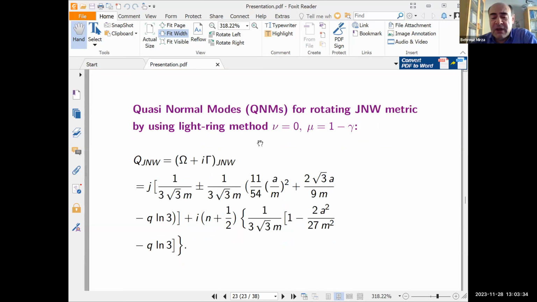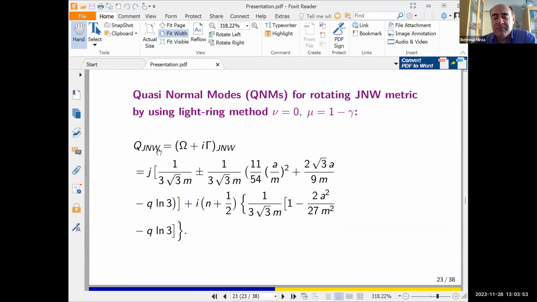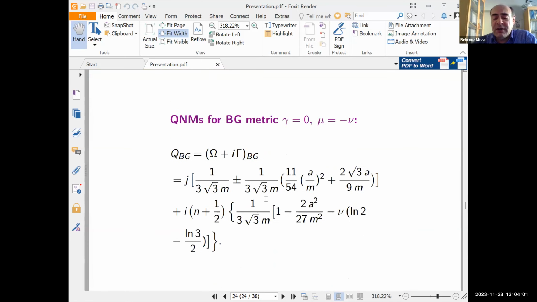Of course, other people can use exact numerical study for these quasi-normal modes. We haven't done it yet, but it can be done in the near future. For different values of parameters, we can study quasi-normal modes. Quasi-normal modes can be found for the rotating JNW metric as follows, and for other values, for example gamma equal to 1 and mu equal to minus nu.